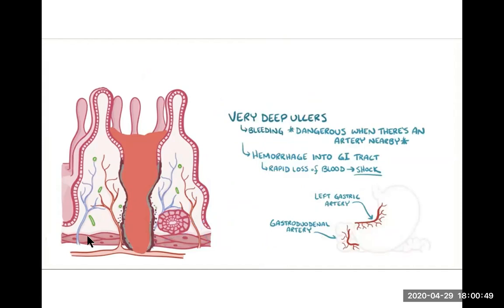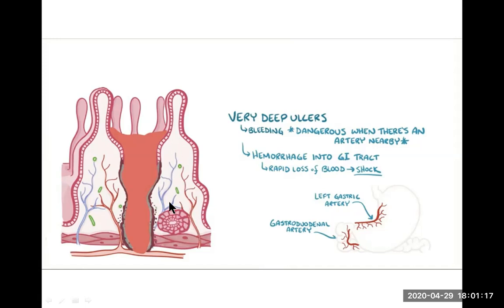Whenever there are ulcers, if they become very deep, they'll start bleeding. They become more dangerous when the ulcer is present nearby any of the arteries, because it will harm the arteries which are carrying the blood. That leads to hemorrhage into the gastrointestinal tract.